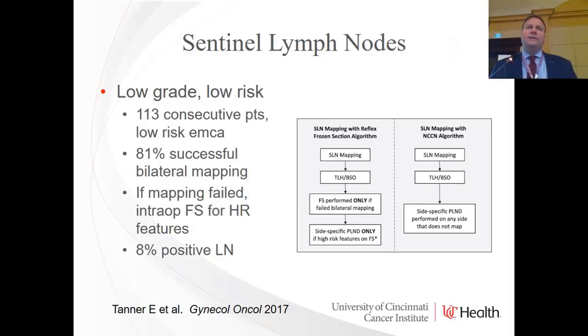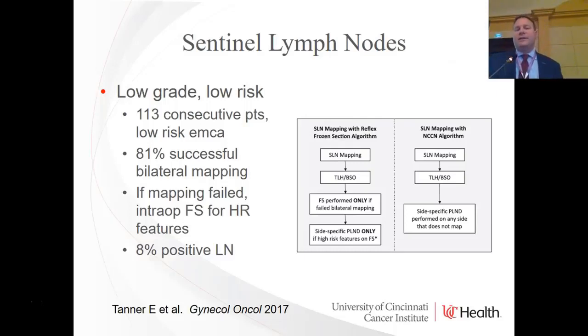Looking again at low-grade, low-risk patients, this is a study from Johns Hopkins that looked at 113 consecutive patients with low-risk endometrial cancer. What they wanted to demonstrate was that the current NCCN algorithm for sentinel lymph node mapping essentially says that you do the hysterectomy and then try to identify the lymph nodes on both sides. And if you're not able to identify sentinel lymph nodes, you default to a complete lymphadenectomy.